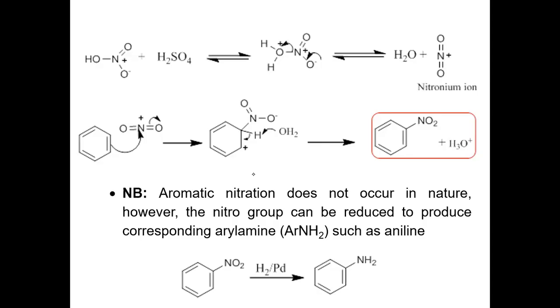So this is nitration. Now we are saying that note that nitration does not necessarily occur in nature, right? But what happens is that if you want to form aniline, we first have to form a nitro compound. That is, we have to form nitrobenzene, and then we reduce our nitrobenzene to aniline. Very simple. Good.